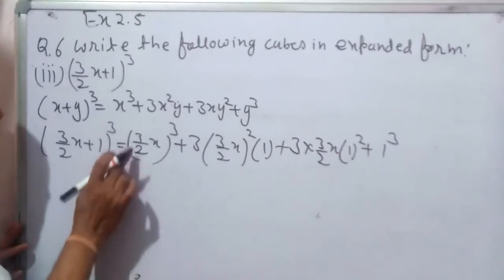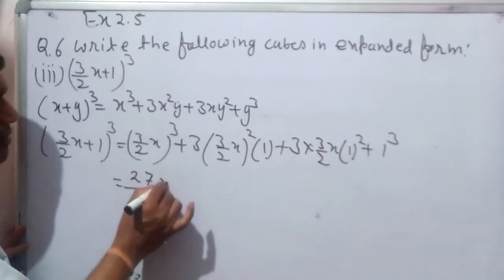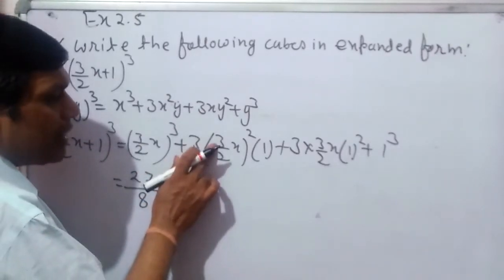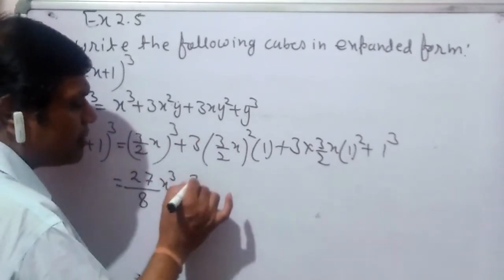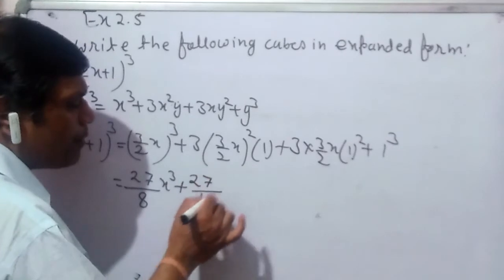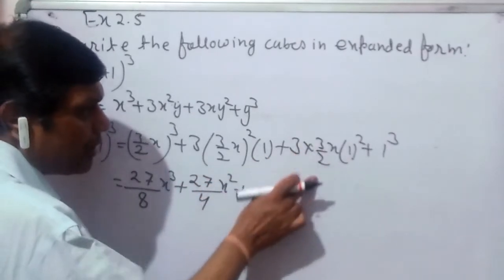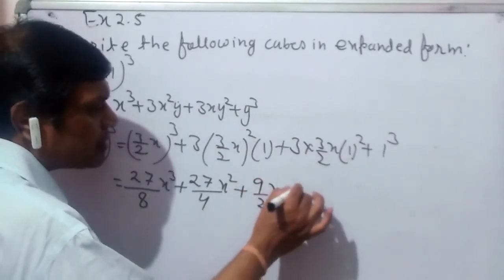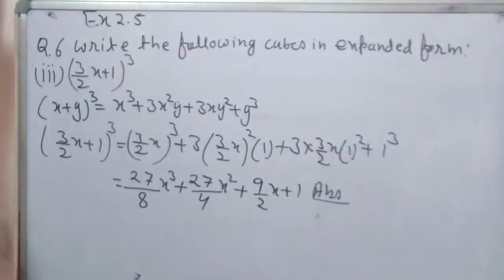Solve it out. 3 cube is 27. 2 cube is 8 x cube plus, here it should be 9 upon 4 x square multiplied with 3. 9 into 3 is 27 upon 4 x square. This should be 9 upon 2x into 1 remains as such, 9 upon 2x plus 1. So this is the answer for the expansion of this cube.